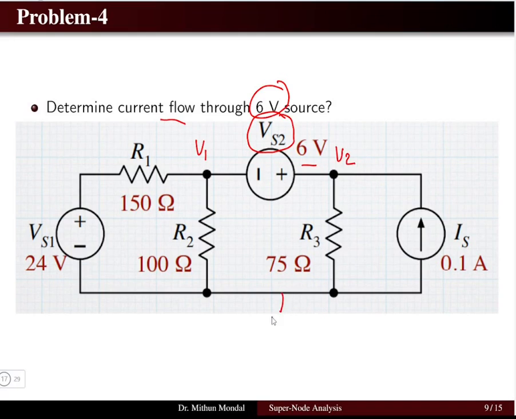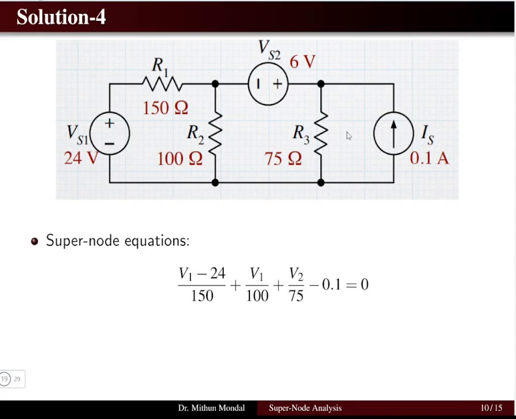This is our reference node, which is at 0 volt. Then this forms a super node voltage. So we have to write the equations combining V1 and V2. All the currents entering and leaving the V1 node, and the currents associated with the V2 node, are written. So the super node equation combines node 1 and node 2.